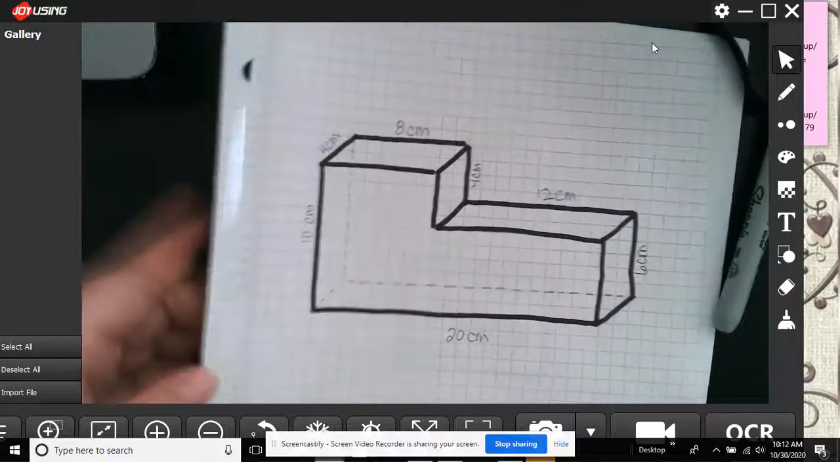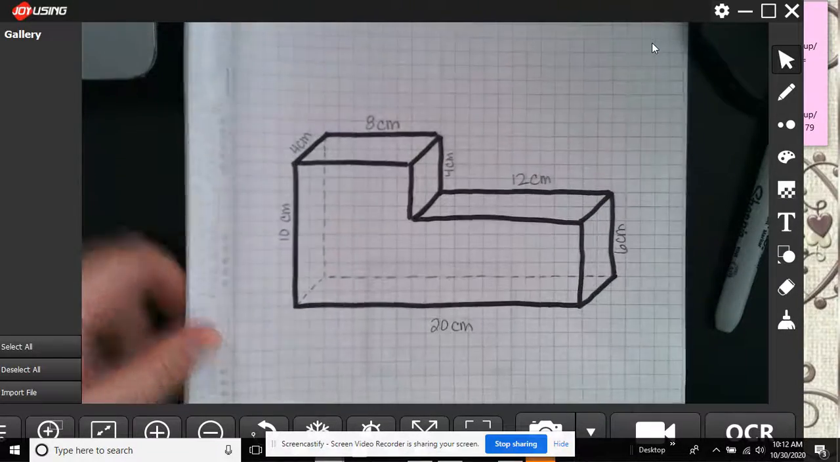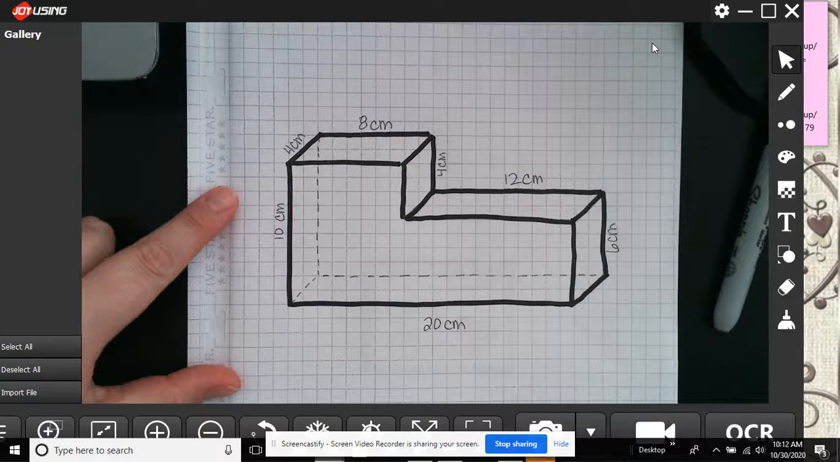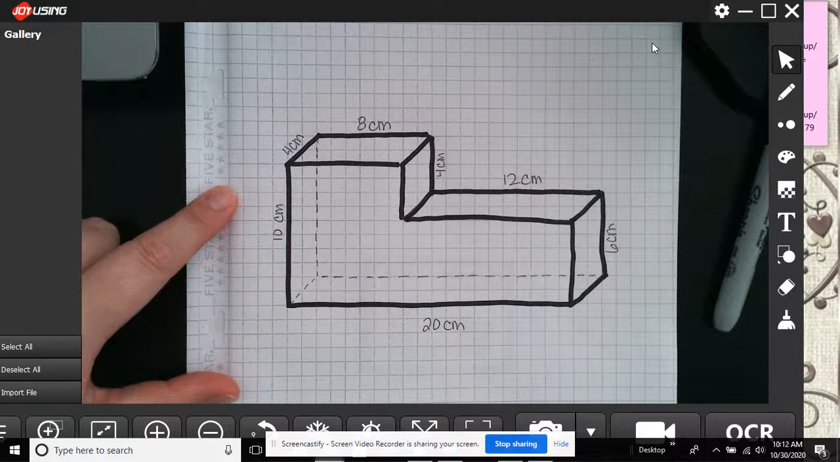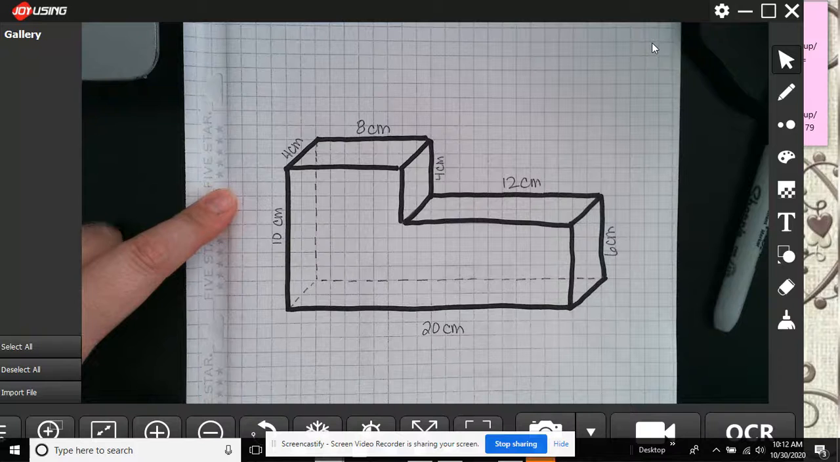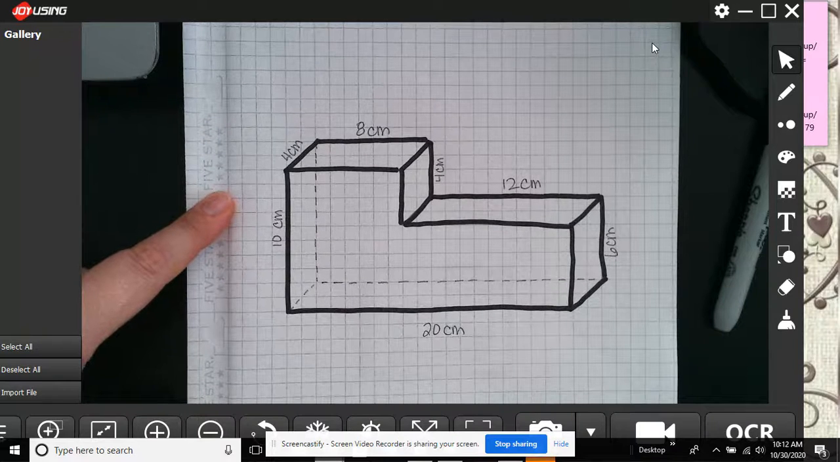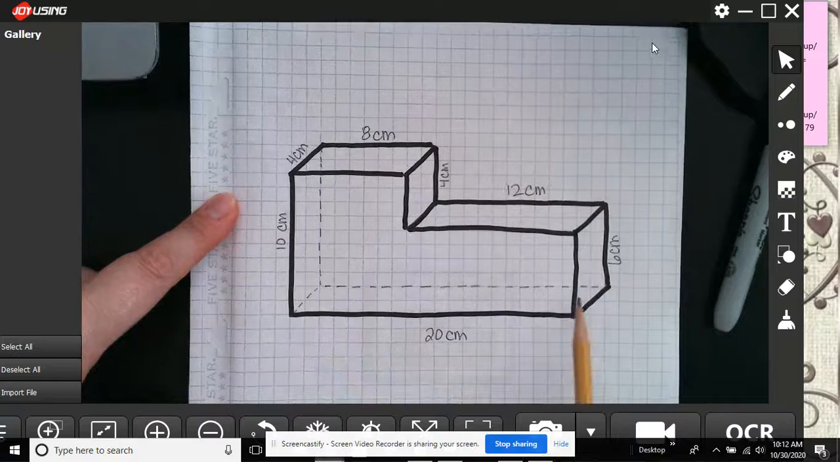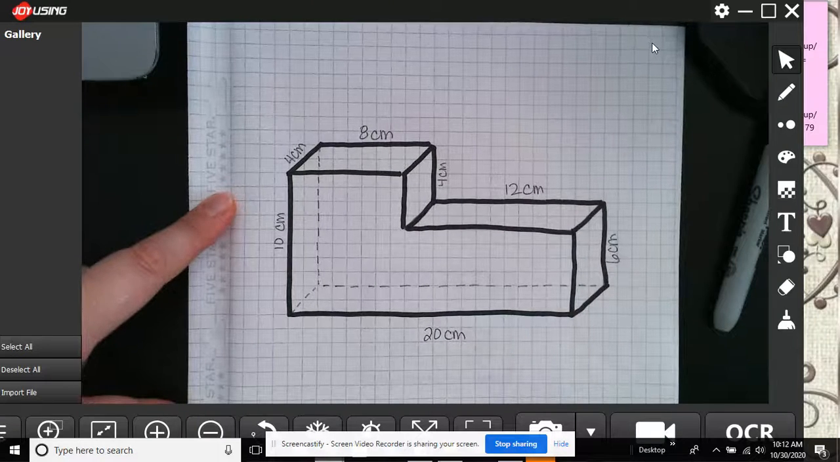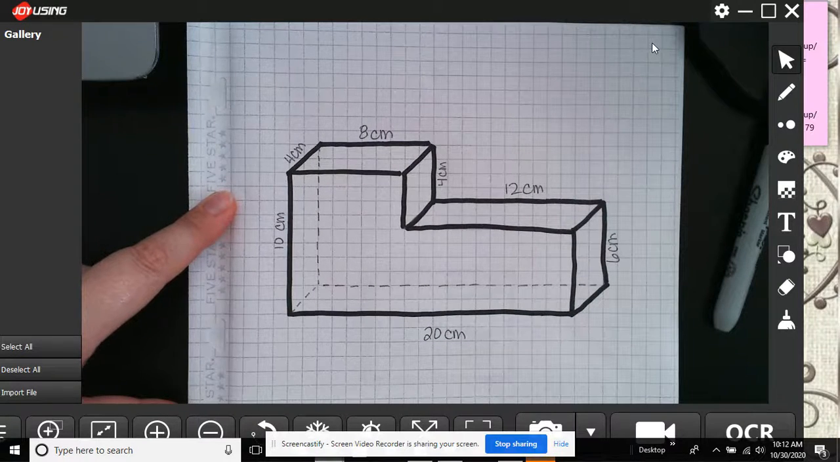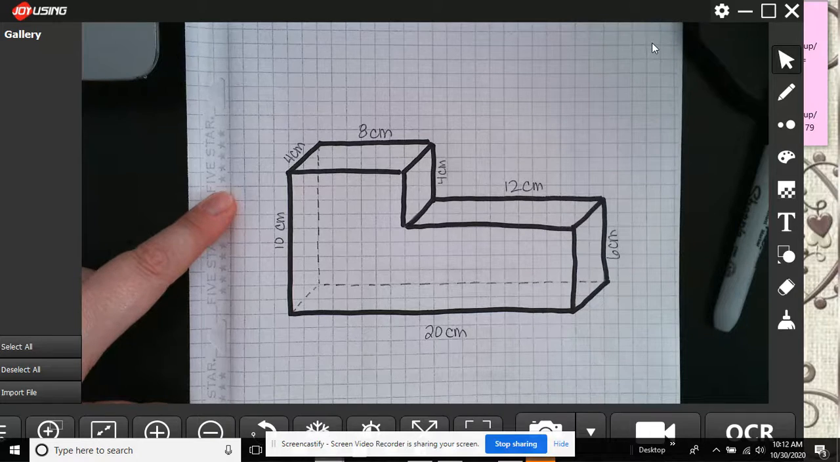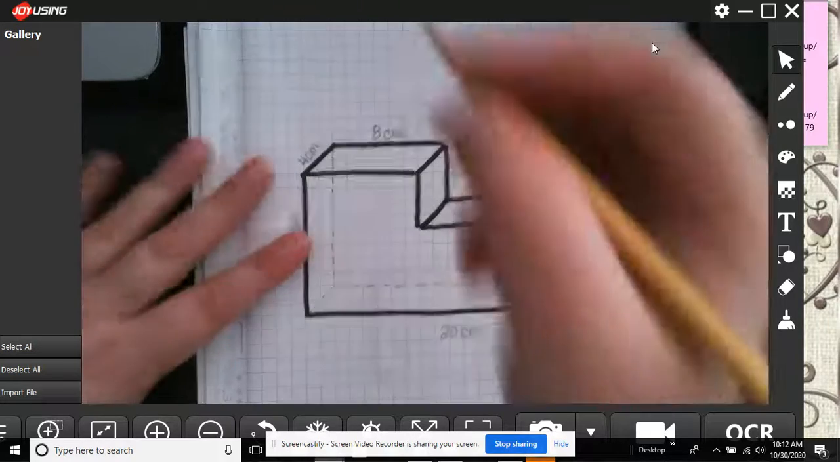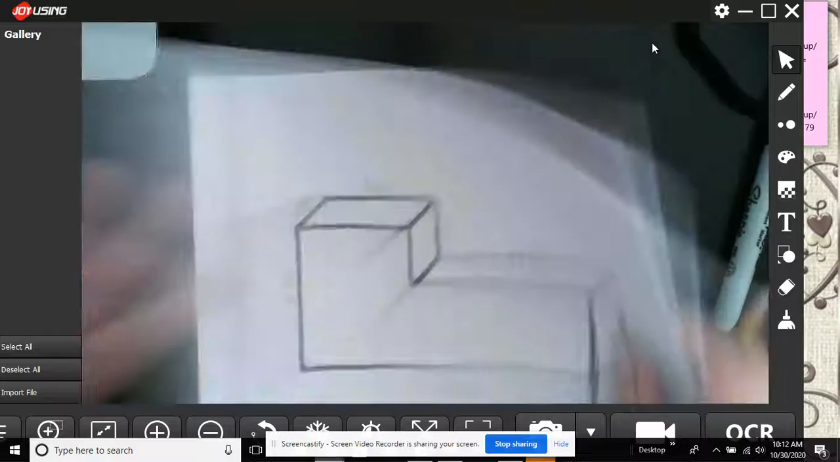Hello, boys and girls. So here I'm going to talk to you about how to break down this composite figure or complex figure into two rectangular prisms because we know the formula for finding the volume of two rectangular prisms, but not of something complex like this. We're not going to just multiply all these numbers together. We have to break it up into something we know how to solve and then use that information to find our total volume. So just a little bit of review.